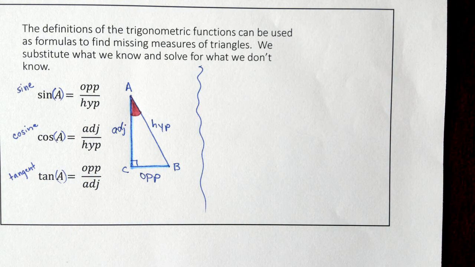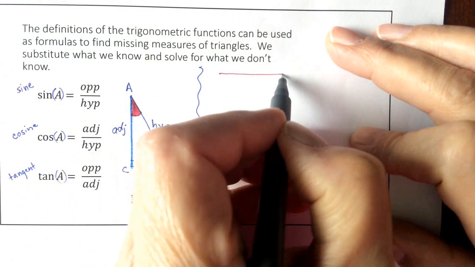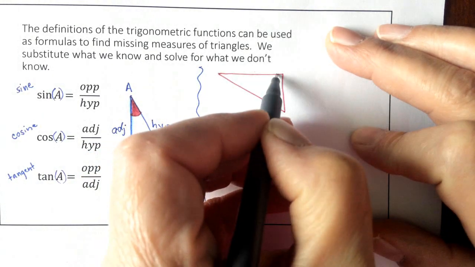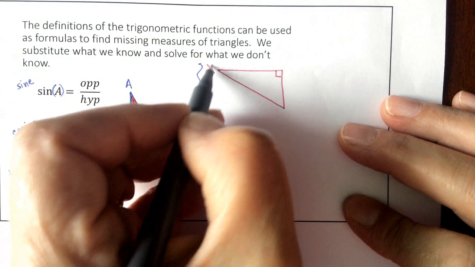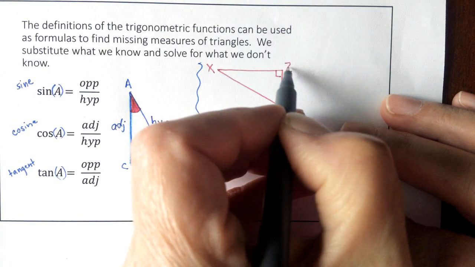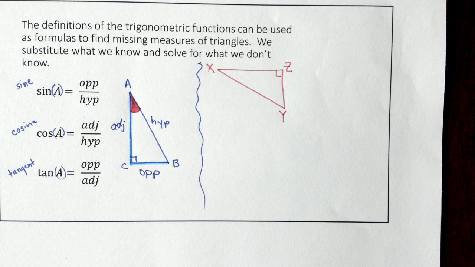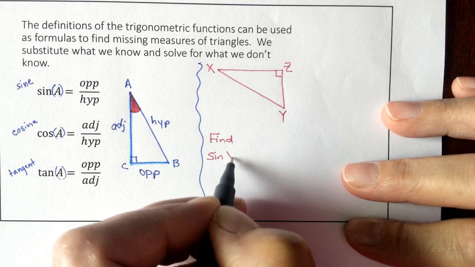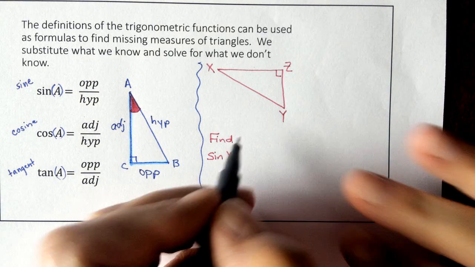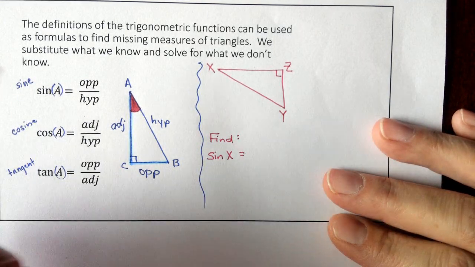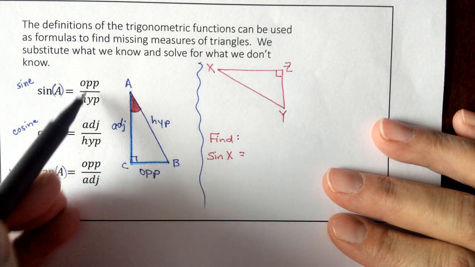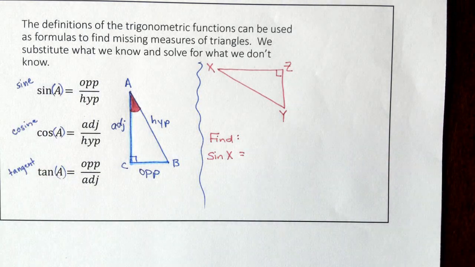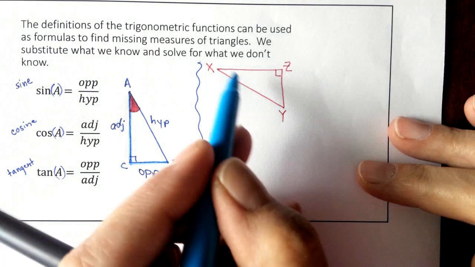Okay, let's do a specific triangle that we don't actually know the angle measures for. So let's draw a right triangle. Let's call it triangle X, Y, Z. Okay, I want to find sine of X. So I look over here at my definition. Sine of X is the opposite over the hypotenuse. Now the hypotenuse is always the hypotenuse. It's really, really easy to nail down.